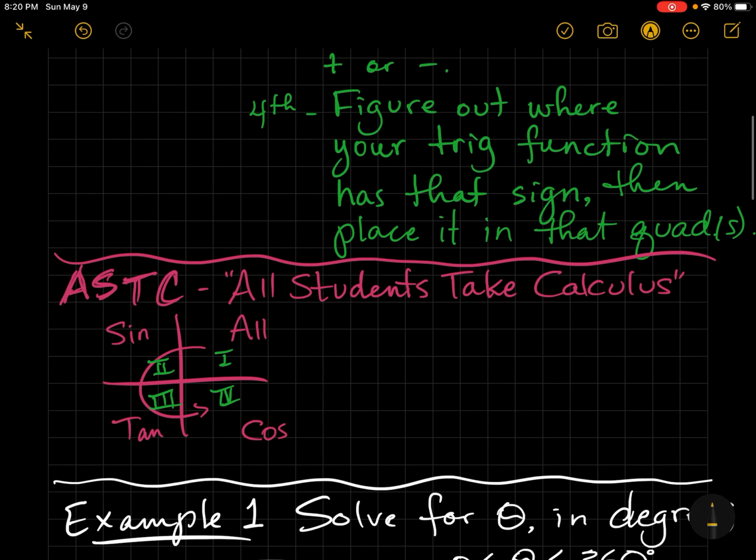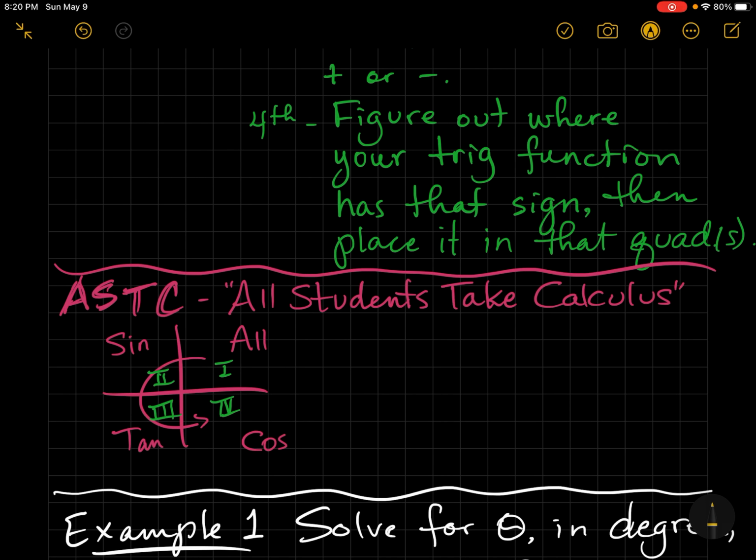Before I demonstrate that process for you, I want to teach you a little trick that my high school teacher taught me, and it's that all students take calculus. Of course, we know that's not true, but that's just a way to figure out the signs of the trig functions. The A stands for all, the S stands for the sine function, T stands for tangent, and C stands for cosine. So we put it in that order, quadrants 1, 2, 3, and 4.